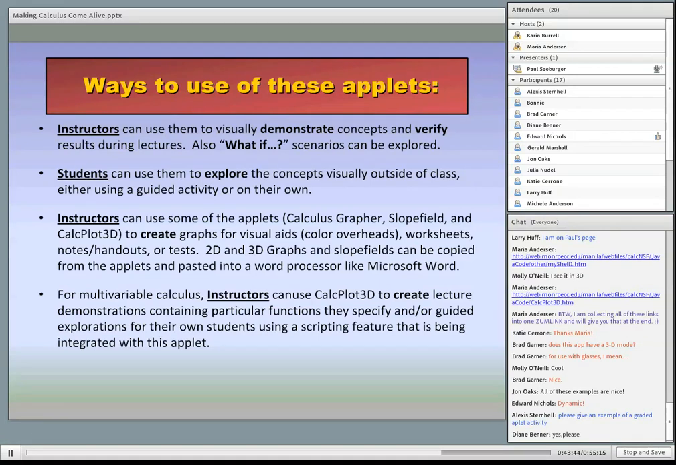So I need to share my screen again. Maria, I'm not seeing what I normally had up here to share my screen. There we go. All right, almost there. All right, so let me reset my applet. Hopefully you can see this.